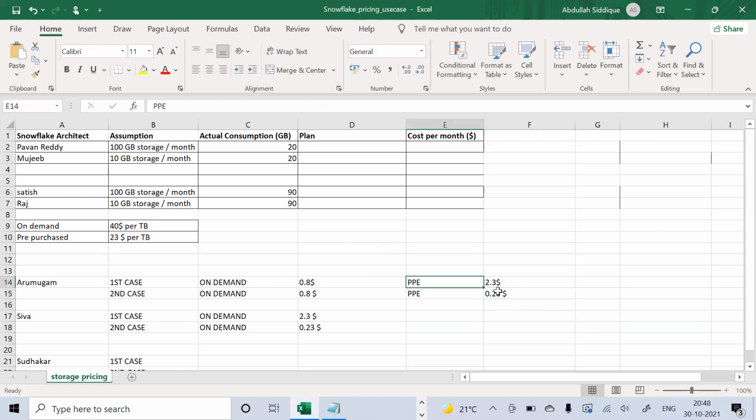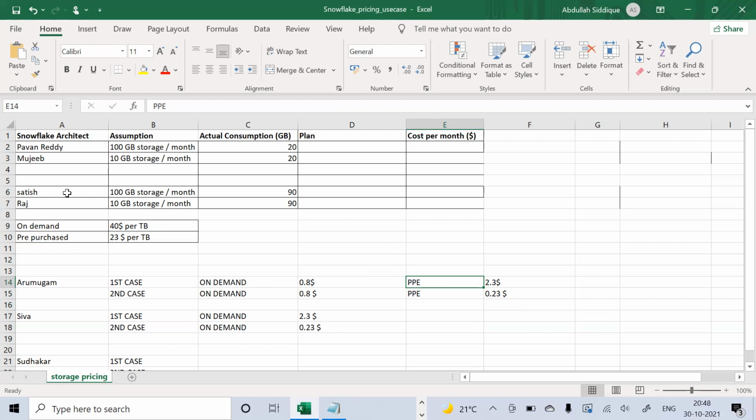Now tell me, what should you have actually gone for? So the first one, on demand should be fine. For the second case, we should have gone for pre-purchase. Pre-purchase. Exactly. You understood how we try to calculate it?